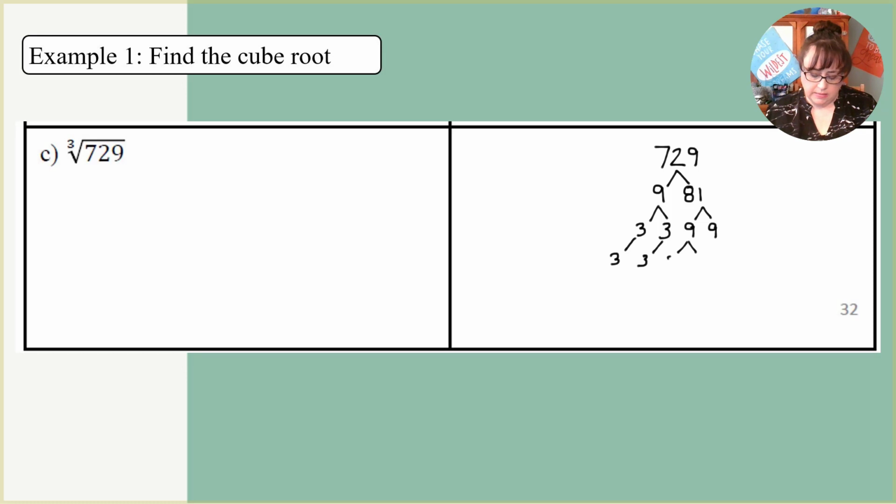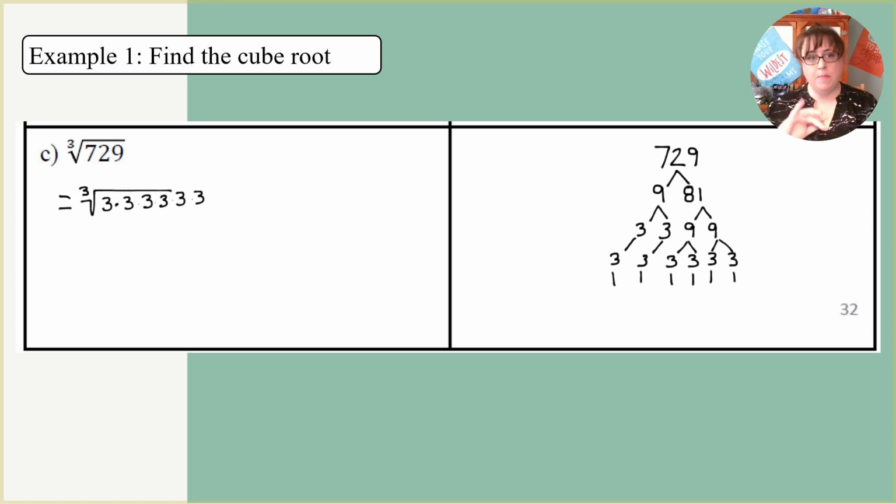And 9 is 3 times 3. And I have 3 times 3 again. So I have 1, 2, 3, 4, 5, 6 3's. So then I'm going to come over here, and now I have the cube root, and then I have to write this down 3 times. So 1, 2, 3, 4, 5, 6. And see how my bar doesn't go over all of them? I need to extend it out and make sure it does.